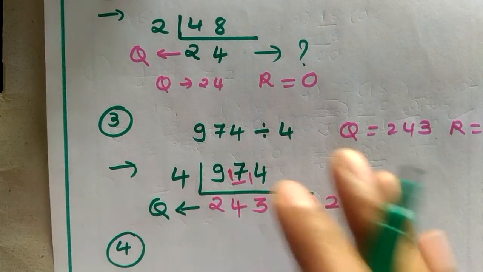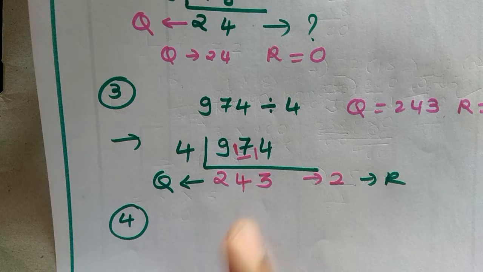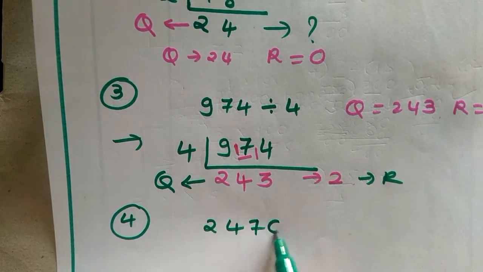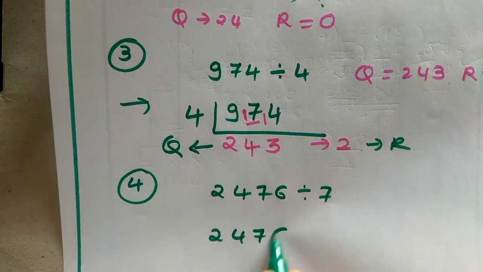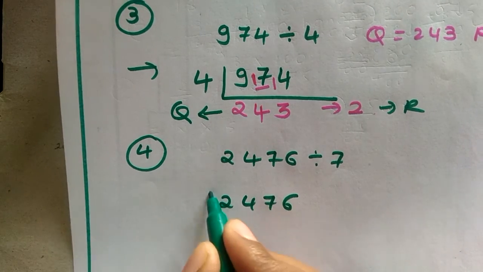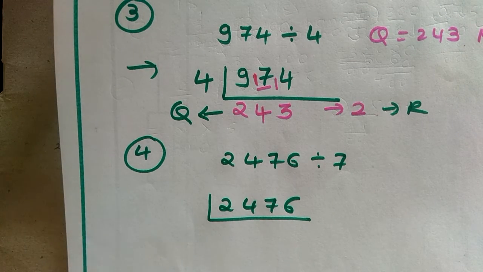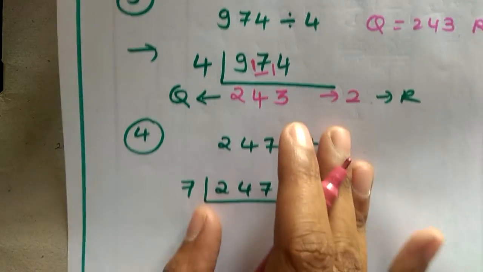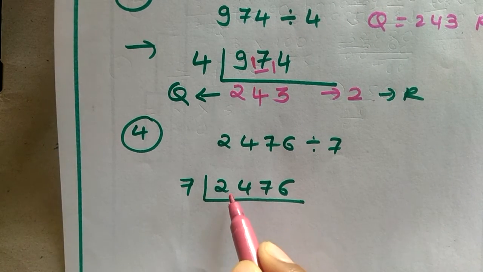Now I'll take a 4-digit number. So this is also a very easy method. 2476 divided by 7. You can see here how you have to make the arrangement, because we won't write the quotient here, so we don't want a division line there. So we have to divide this with 7. Say the table of 7 till it comes 2, but 2 won't come. So we'll take a double-digit number here.